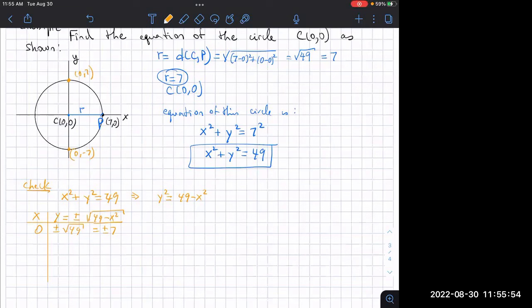If x equals, let's see, I don't know, 4. Then y is plus or minus the square root of 49 minus 4 squared, which is 16. So plus or minus the square root of 33. That's approximately, 6 times 6 is 36, so 5 times 5 is 25, so 5 point something.